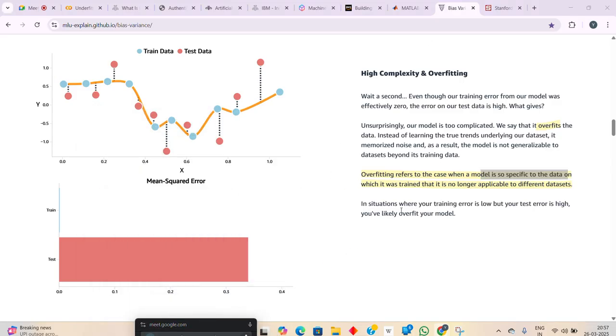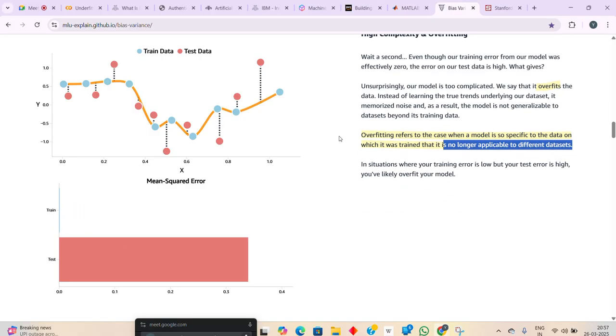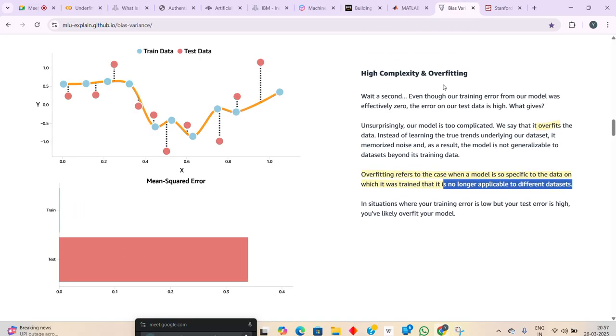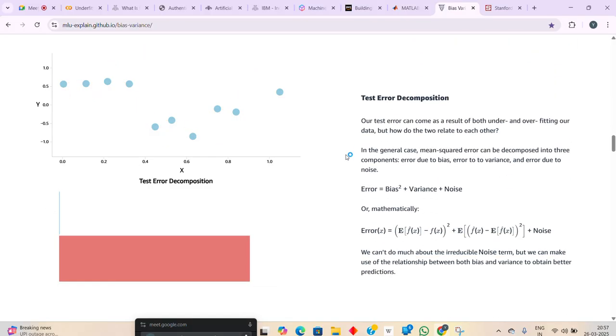Remember this concept. Overfitting refers to the case when a model is so specific to the data on which it was trained. It only focuses on the training set. It is no longer applicable to different data sets. That is why it has high error in testing. On the training side, no error, 0. Such a case is called overfitting: high complexity and overfitting.